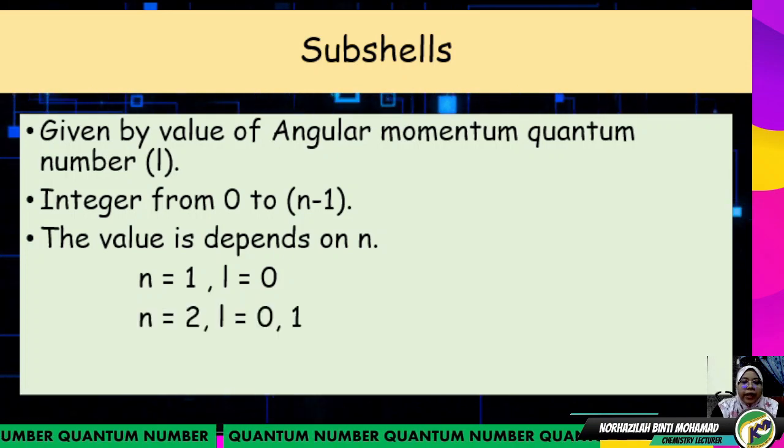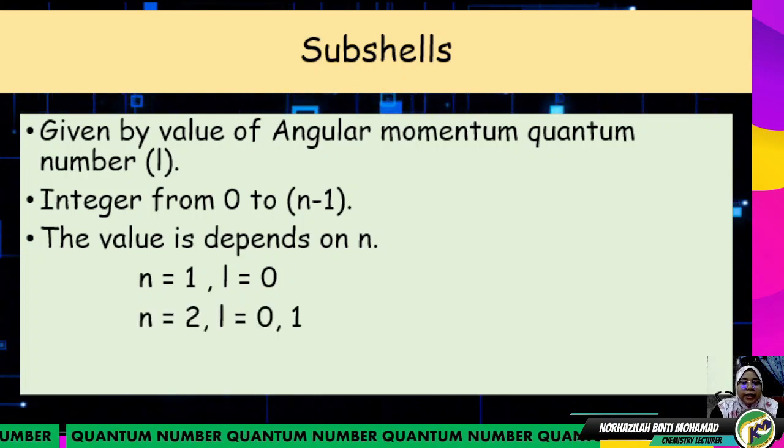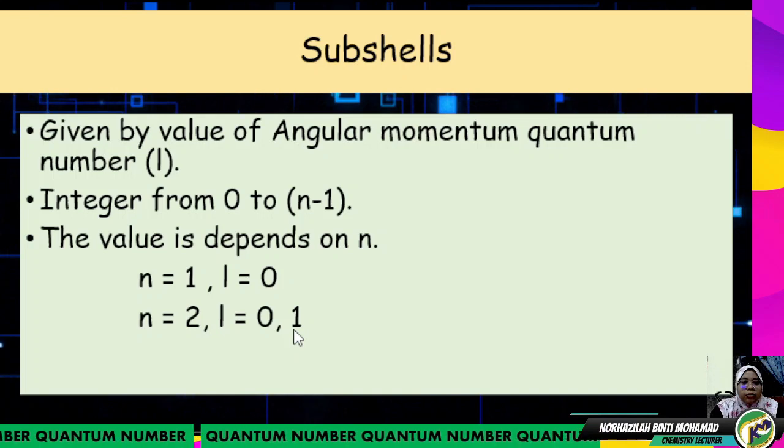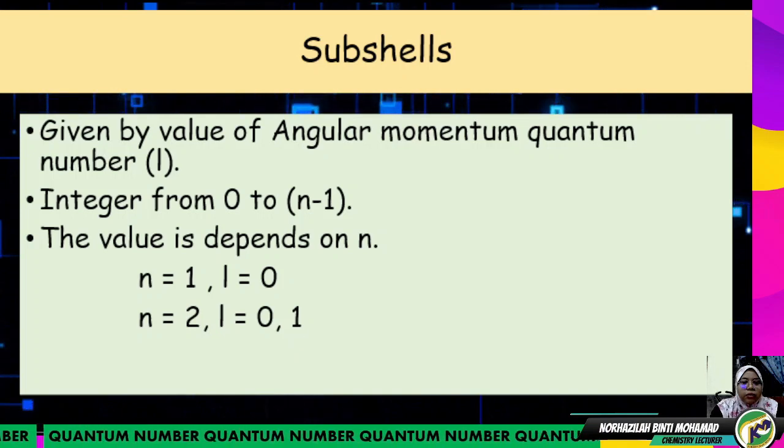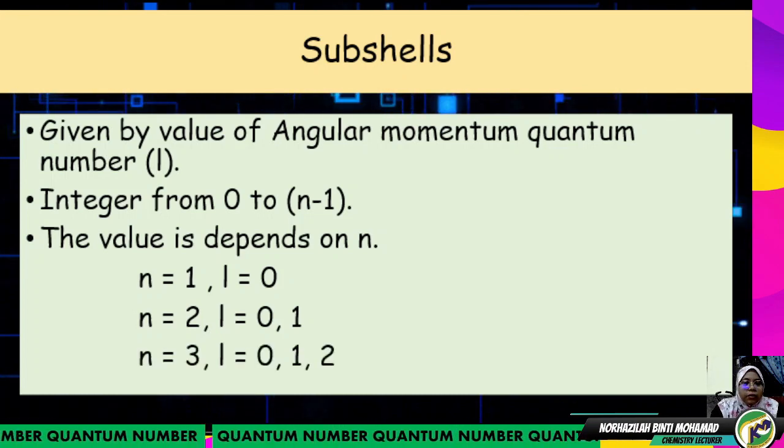And then if you have n equals 2, it means your l value will start from 0 until n minus 1, 2 minus 1, until 1. So it means that you have two values of l. How about if you have n equals 3?